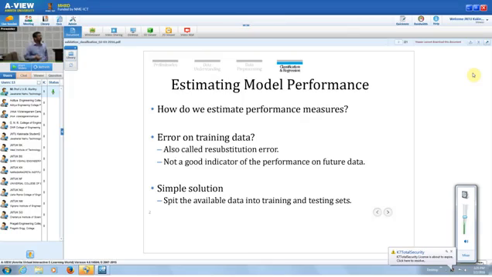Now we will see what the errors on training data are. They are also called resubstitution errors, not a good indicator of the performance on future data. A simple solution is to split the available data into training and test data sets. That's how you are splitting. Okay. Next slide please.